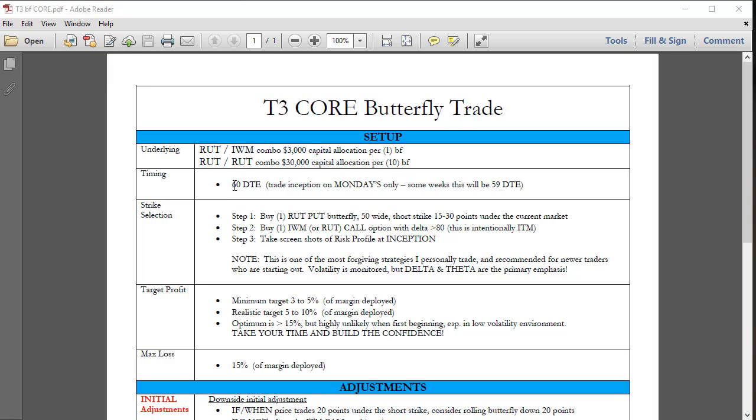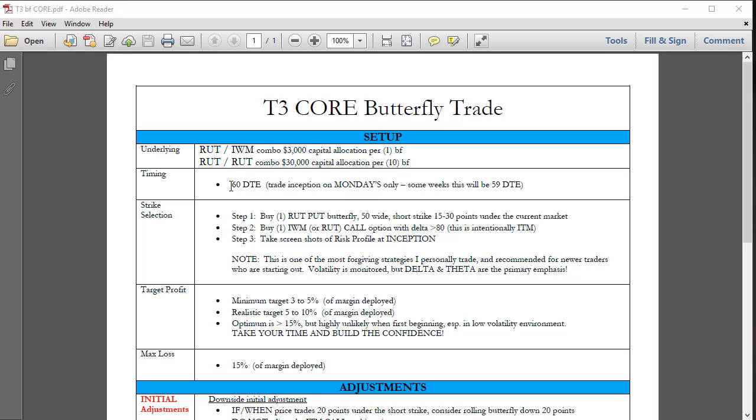The reason why I did that is I wanted to prove the point that you don't need to try and time the markets. Yes, there will be more ideal scenarios or timelines when you can open these trades, but you can open these trades regardless of what the market is doing. And if it's managed appropriately and according to some guidelines, you have a good chance of having a profitable outcome. So again, there's nothing magical about the 60 days to expiration.